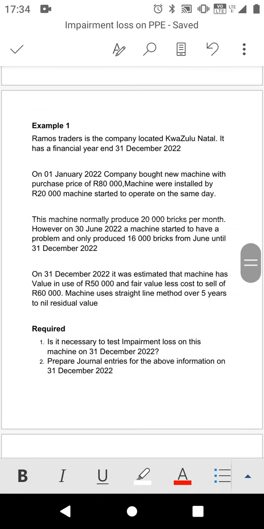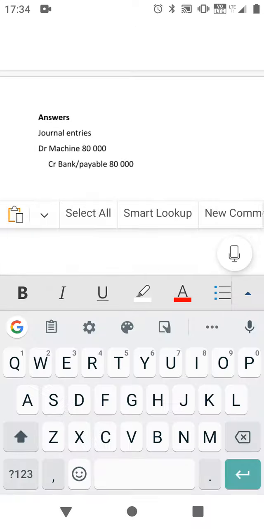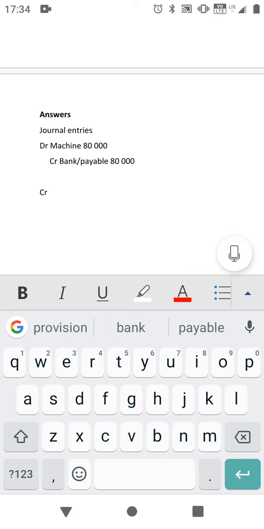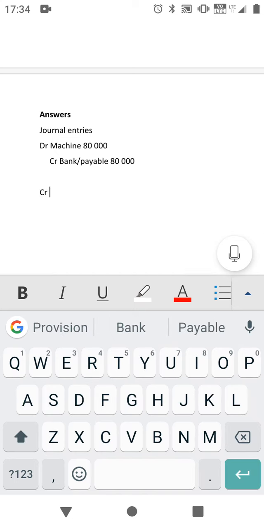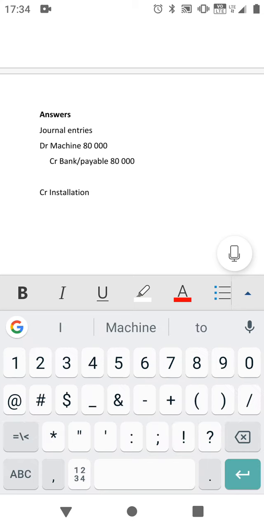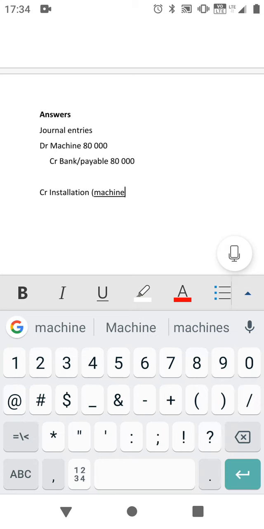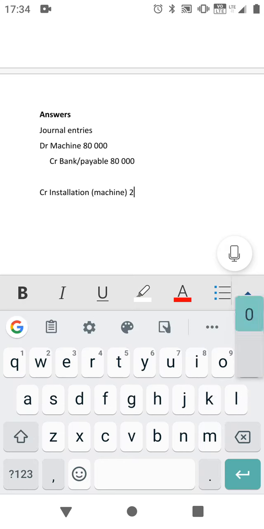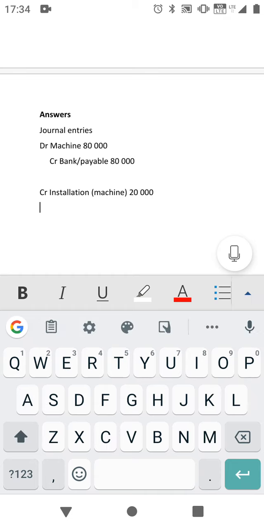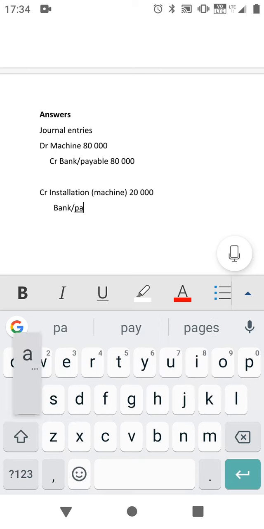Then the second one, remember the installation form part of a cost price. We also have to do what? To recognize 20,000. Okay, make sure that you do this journal separate to in full marks. The installation, then you indicate is for machine. Then the amount is 20,000, which means that our cost price in this case will be 100,000.